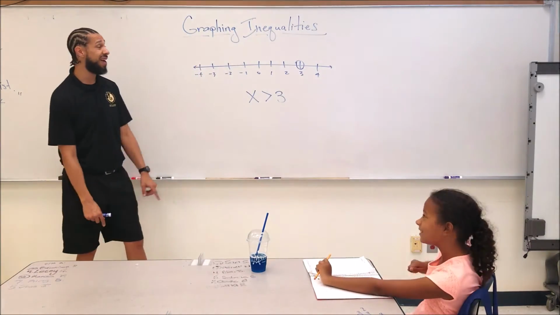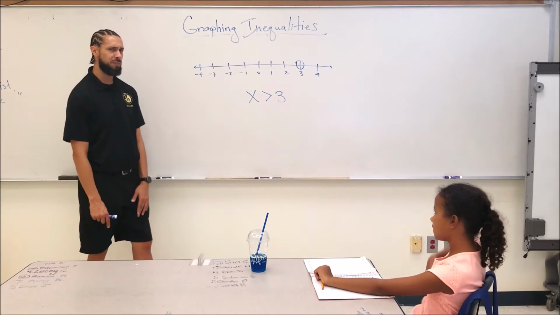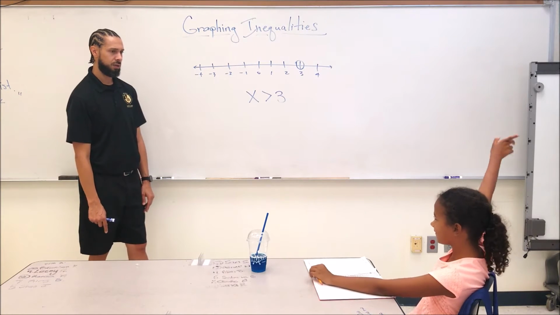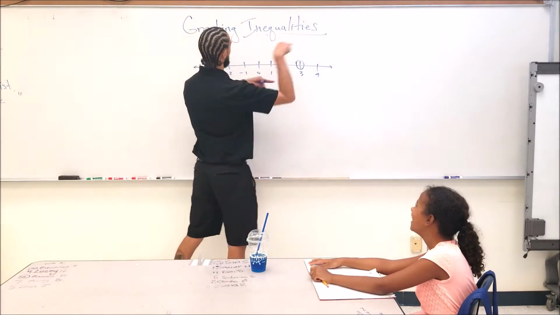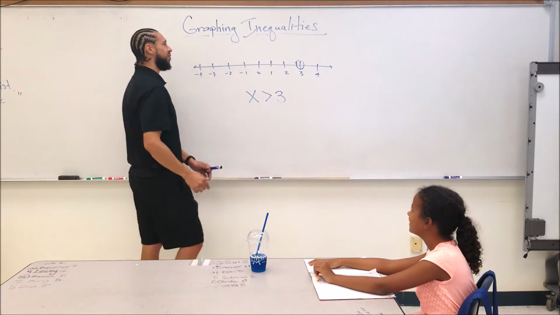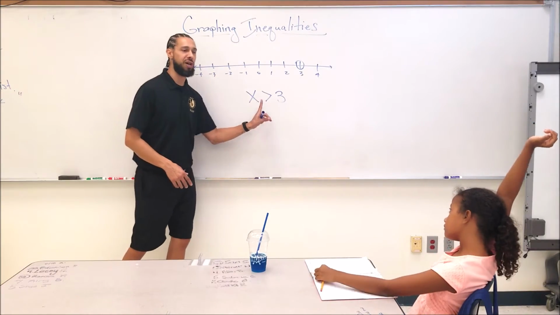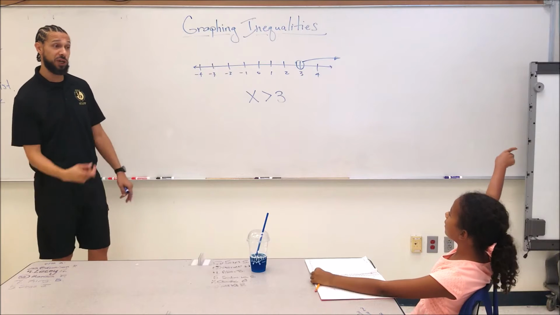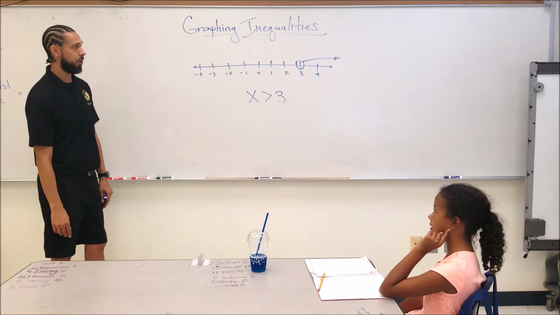Now, I want numbers that are greater than 3. Which side would those numbers be on? Positive, or the right side. So how can we highlight on this graph that we need all of the numbers that are greater than 3? This is what we do. What would you say? I think the greater number is 4 because they're bigger.